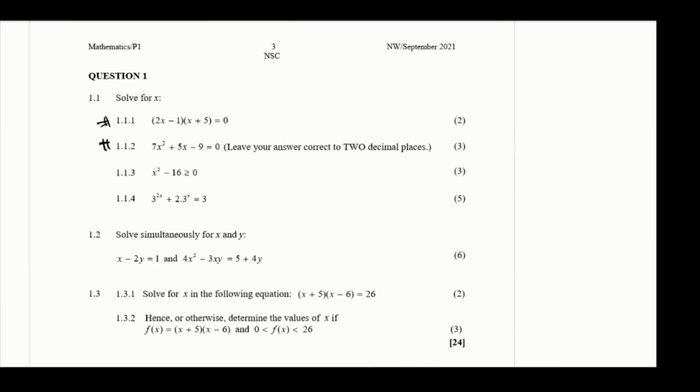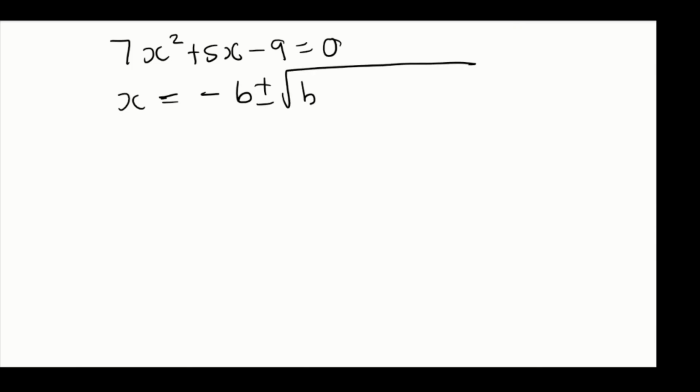1.1.2, we are given this expression here, which is equal to 0. If we are given a statement saying that we must leave our answer to 2 decimal places, that tells us that we can only use the quadratic formula to solve for x for this expression. So we have 7x squared plus 5x minus 9 is equal to 0. To solve for x, we use the quadratic formula, which is minus b plus or minus the root of b squared minus 4ac, divided by 2a.